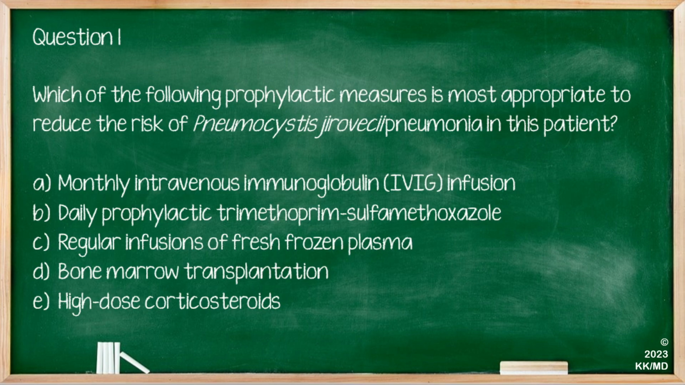So our options are A, monthly intravenous immunoglobulin infusion, or IVIG, B, daily prophylactic trimethoprim sulfamethoxazole, C, regular infusions of fresh frozen plasma, D, bone marrow transplantation, or E, high-dose corticosteroids. So it's really important in the MCQ exams for part 1 and part 2 to really know what the question is asking specifically. So in this case, it's asking for the most appropriate prophylactic measure to reduce the risk of PCP pneumonia. So in this case, the correct answer is B, prophylactic trimethoprim sulfamethoxazole. For the overall treatment of hyper IgM syndromes, A or D could also be considered, but this is not what the question is asking.